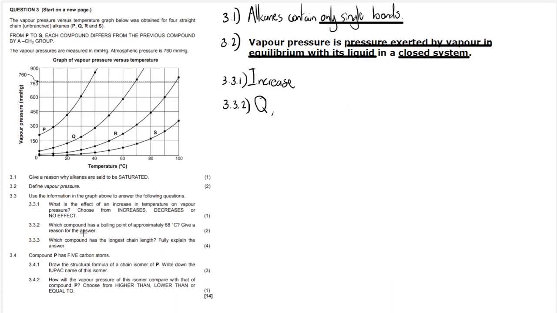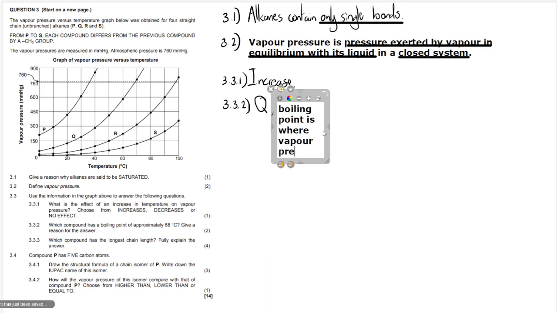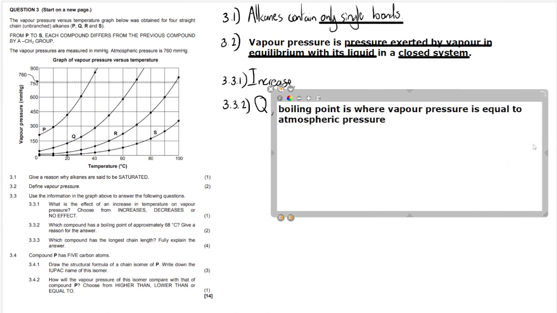No, hold on. Give a reason for the answer. Here we're going to say something along the lines of: boiling point is where vapor pressure is equal to atmospheric pressure. That's simply the definition of boiling point. And we see this, I think that should be enough. This is a 2-mark question. I believe that should be enough.